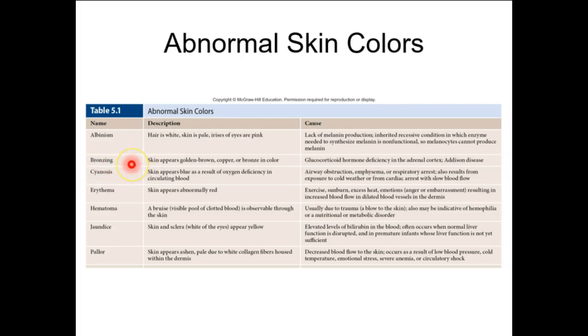Bronzing, there are some hormonal disorders that can cause bronzing of the skin, such as Addison's disease. Cyanosis is going to be more of an immediate medical situation. That means they are turning blue because they're not getting oxygen. Erythema is going to be flushing of the skin for some reason. It can be as simple as blushing, or it can be an inflammation response.